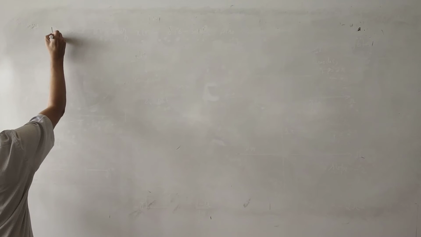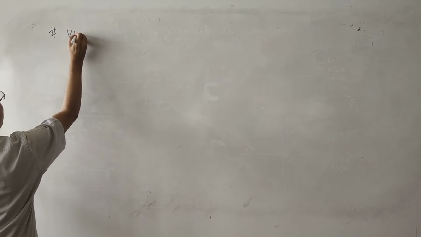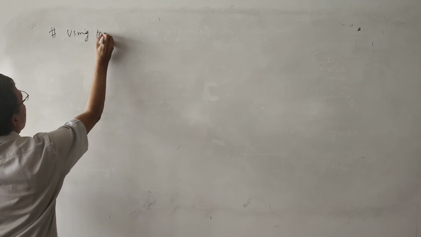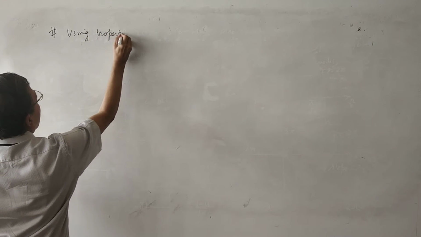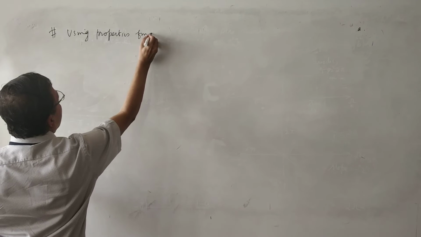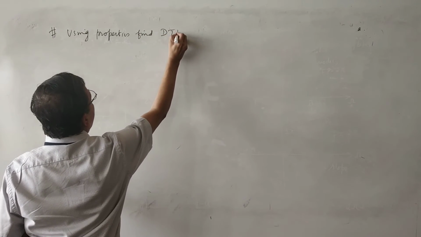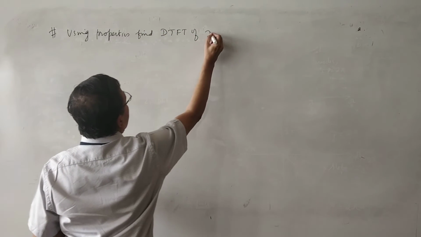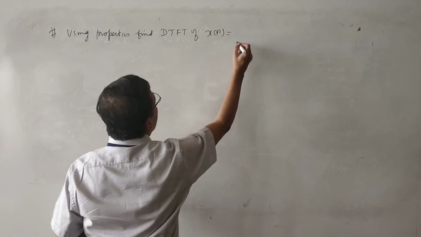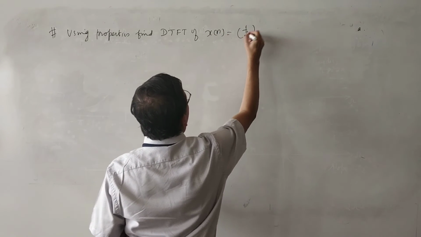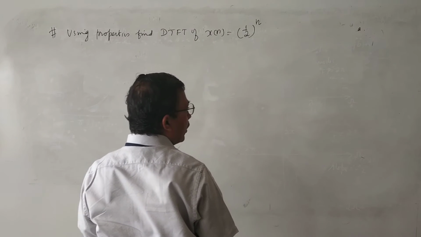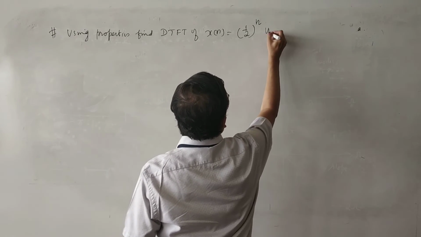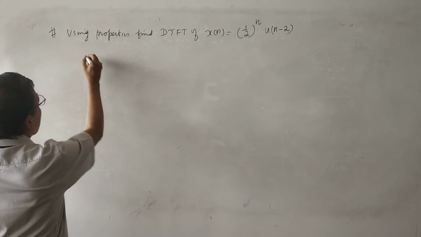Next problem. Using properties, find DTFT of x of n equal to half to the power n into u. Solution.